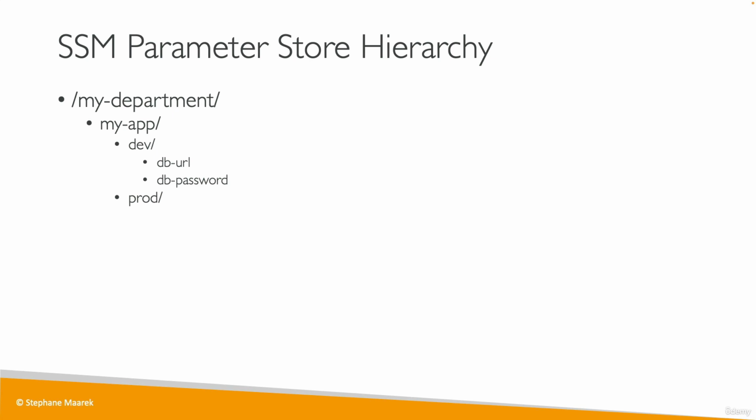We can go one level up and store a parameter for the prod DB URL as well as a prod DB password, and go up to another app or another department. That really allows you to organize your parameters the way you want in a structured fashion. And then this is going to simplify your IAM policies to allow applications to have access to an entire department or to an entire app or just to an app department environment specific path.